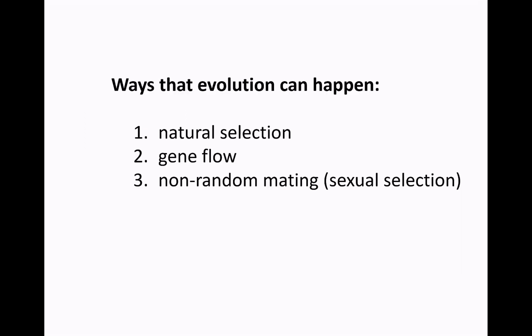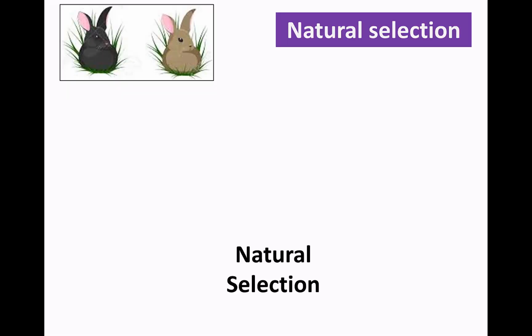So what caused the change in fur color in this population of rabbits? We've gone over 3 mechanisms that could cause this change: natural selection, gene flow, and non-random mating, and its specialized case called sexual selection. Let's look at natural selection first.